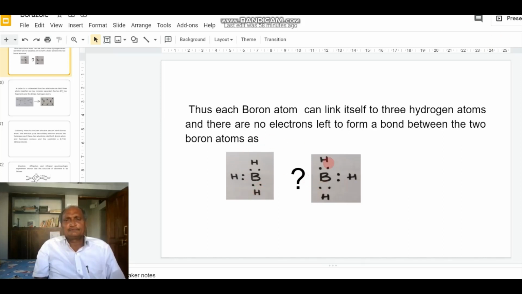In this diagram, each boron atom can link itself to 3 hydrogen atoms and there are no electrons left to form a bond between 2 boron atoms. The question is how both the boron atoms can bind together to form a diborane molecule. Here we have taken 2 different BH3 units. One boron atom with 3 electrons is linked with 3 hydrogen atoms and another boron atom having 3 electrons is linked with another 3 hydrogen atoms having 1 electron each.